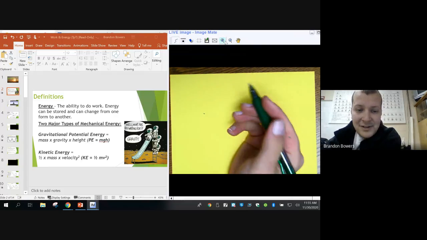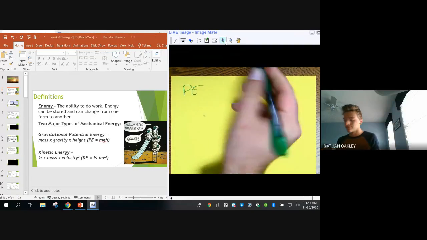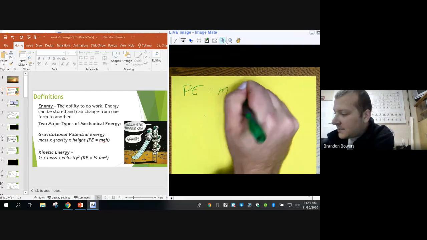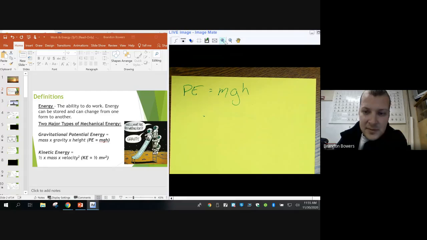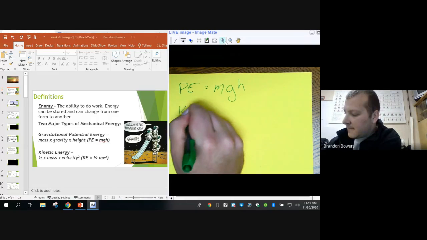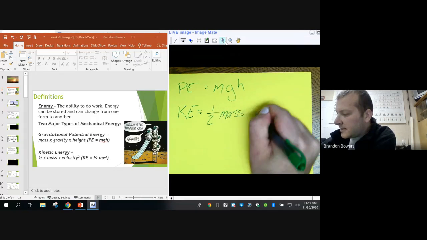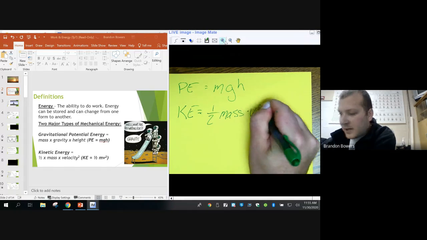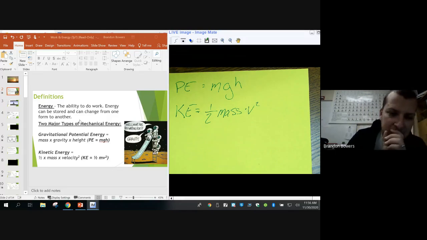All right, so gravitational potential energy. So potential energy is mass times gravity times height. So that's pretty easy. Whereas kinetic energy is equal to half the mass times velocity squared. So those are two of the three equations we're mainly going to look at today.